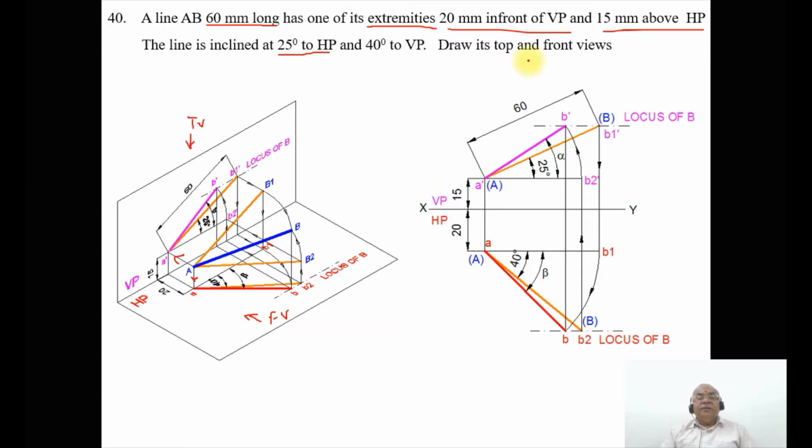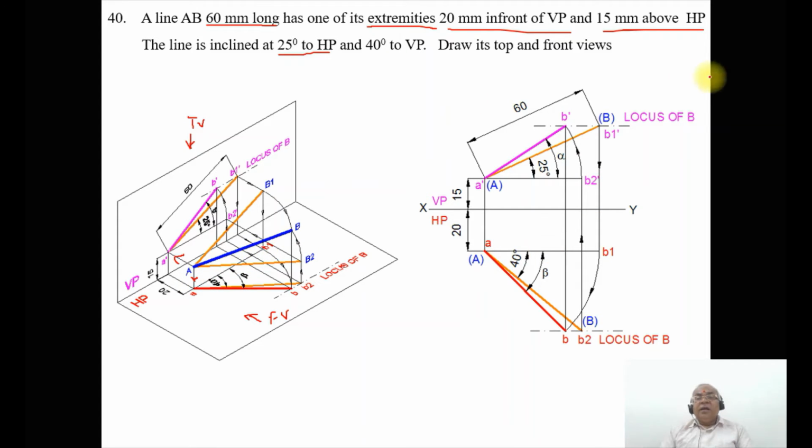You can see the XY line, VP and HP. You have A dash and we have A, and that line is inclined at 25 degrees to HP. So A dash B1 dash is the true length line and its inclination is 25 degrees. As we know it is the true length line, obviously that line should be parallel to XY in the top view. So A is in front of VP by 20 mm and B1 should also be in front of VP by 20 mm. That is the reason this distance is 20 and this distance is also 20. As you look from the top view, it will be a horizontal line.